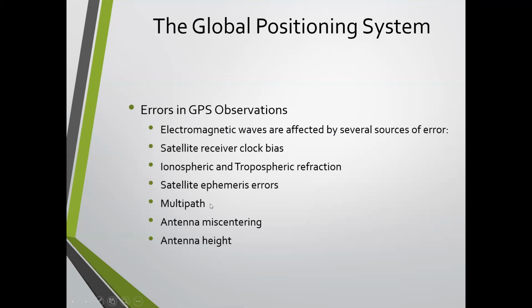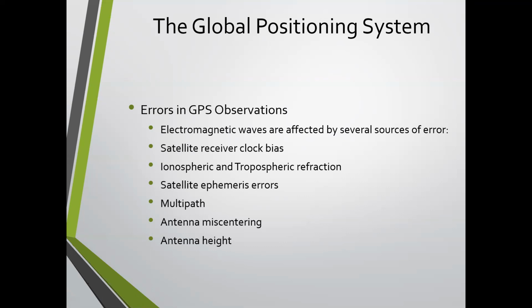You also have a process called multipath, where the line of sight is not coming directly from the satellite into the receiver, it's bouncing around. If it's bouncing around, it's taking a longer time. If it takes a longer time, that gives you a longer distance. So that will give you an error.